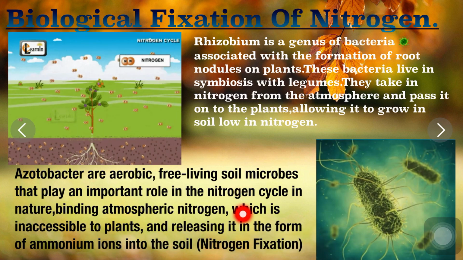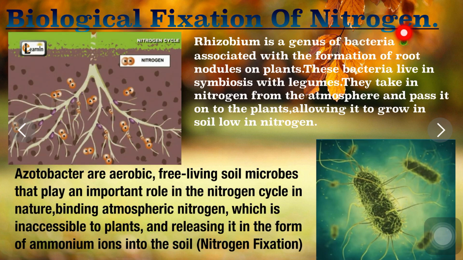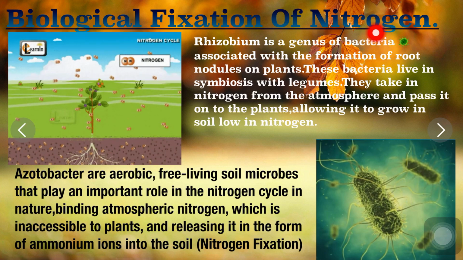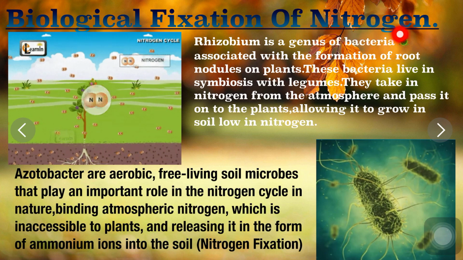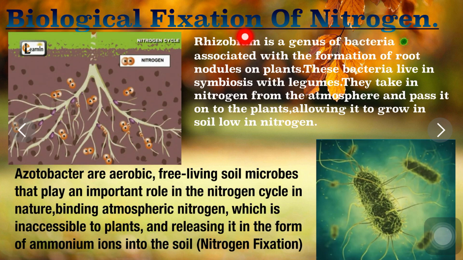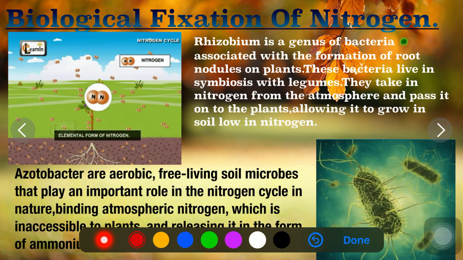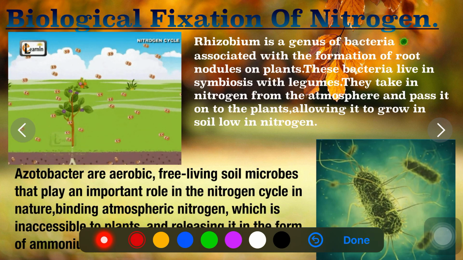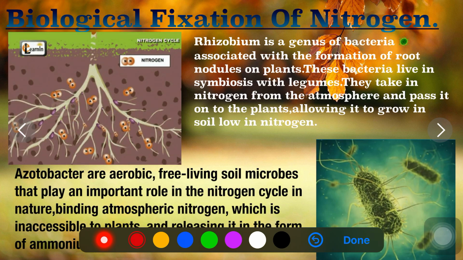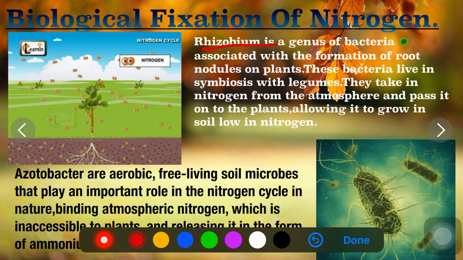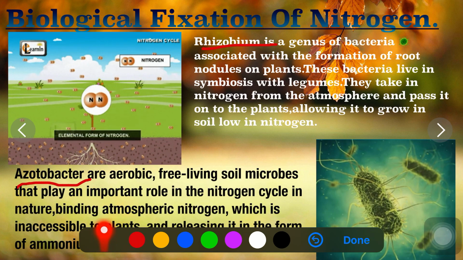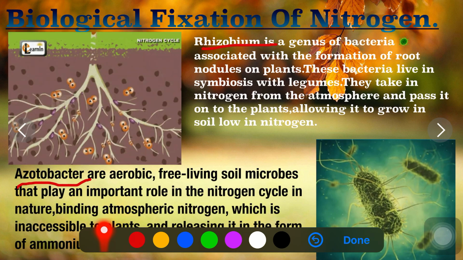Students, as you all know, plants need nitrogen. Plants need nitrogen for the synthesis of proteins within themselves. So, for obtaining nitrogen, there is a biological fixation of nitrogen. Students, for this biological fixation, there are two different types of microorganisms. One is Rhizobium and the other is Azotobacter. Now, let us see how they do this.